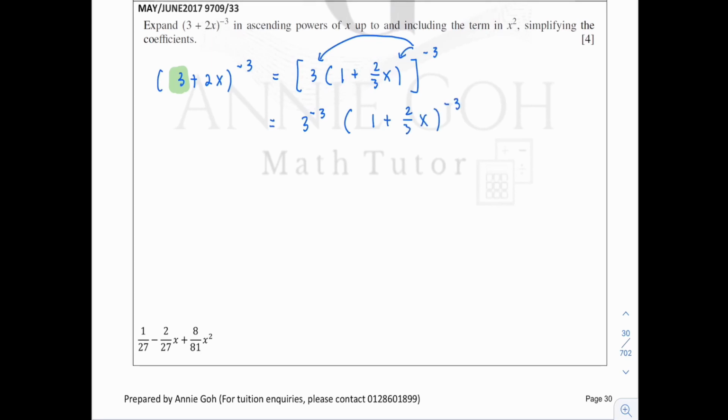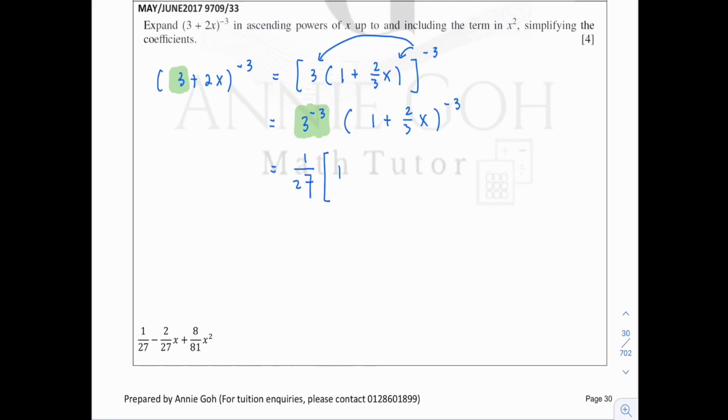Please take note here. This is a common mistake made by students. The 3 must have the power negative 3 because it was factorized from the bracket up here. Alright, let's proceed with the calculation. So 3 power negative 3 becomes 1 over 27. And let's put a big bracket here. And now we can start to apply the formula.